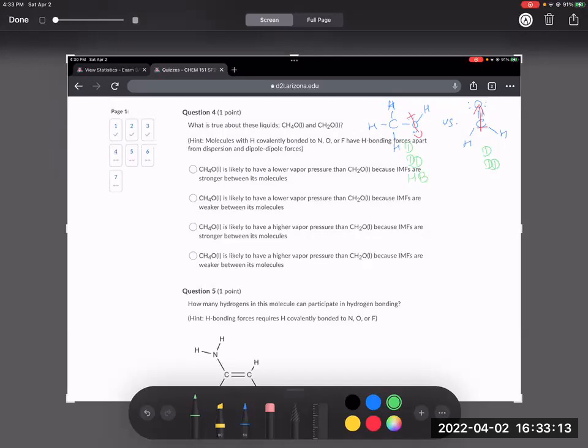If it has strong intermolecular forces, this molecule over here will have higher boiling point, higher melting point, higher density, higher viscosity, and then lower vapor pressure, and then lower volatility.